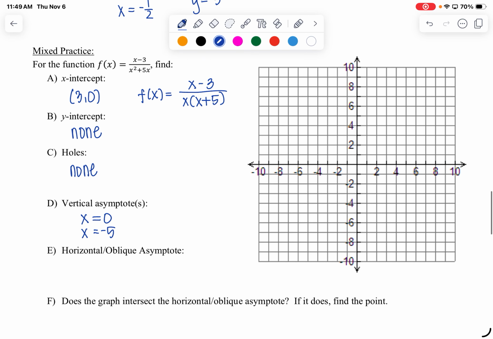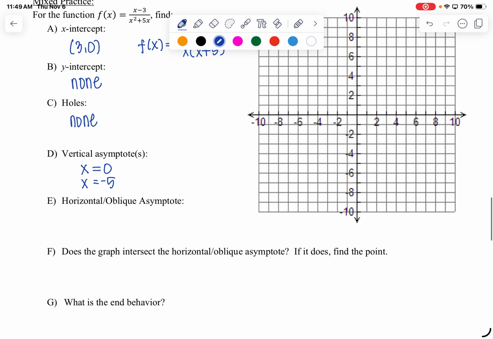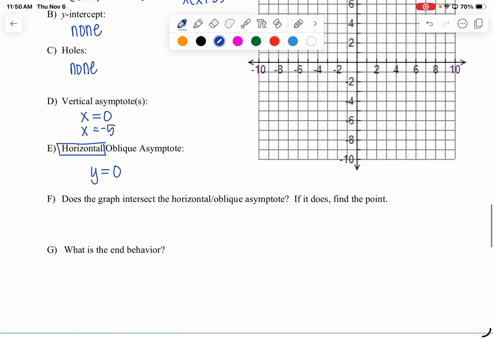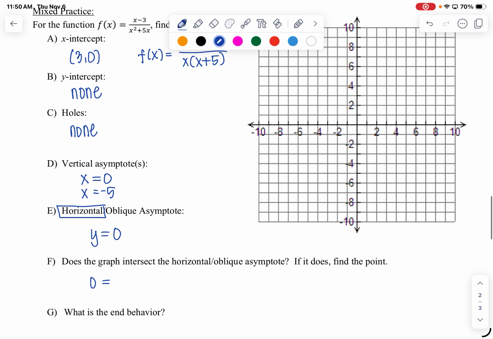Horizontal or oblique asymptote, compare the degrees. The degree in the denominator is bigger. That means it's automatically a horizontal asymptote at y equals 0. Does the graph intersect the horizontal or oblique asymptote? Well, it's a horizontal asymptote, and we find out by setting our horizontal asymptote equal to our equation.